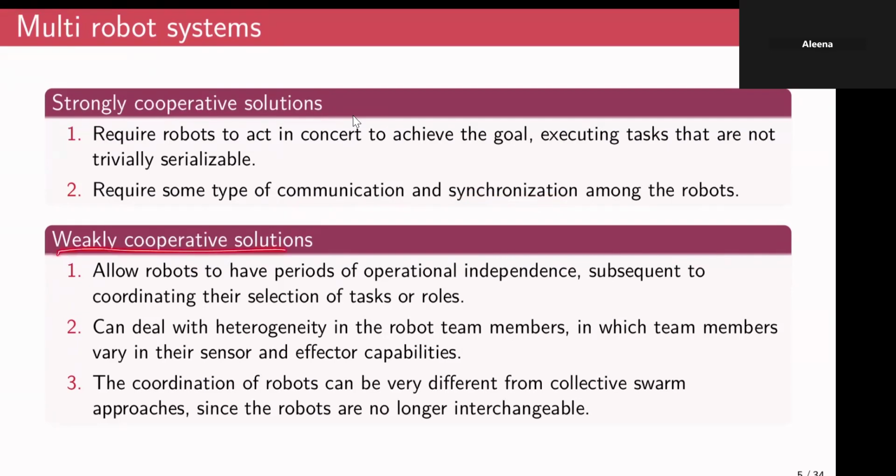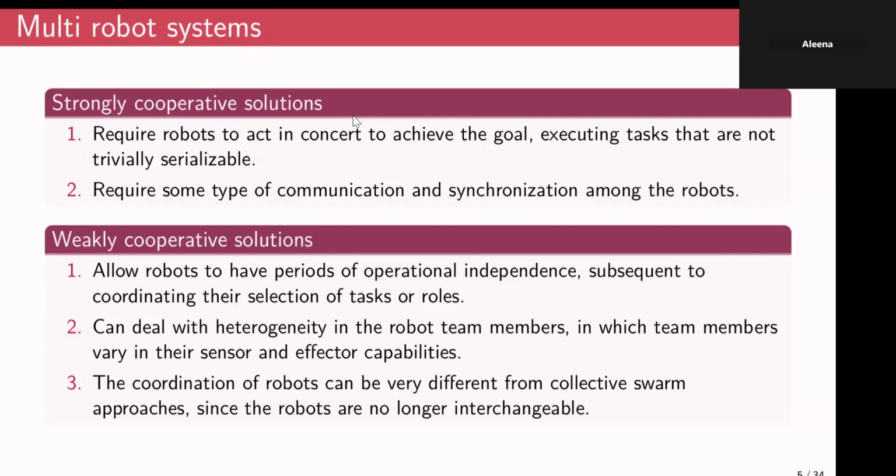Whereas weakly cooperative solutions allow the robots to have periods of operational independence subsequent to coordinating their selection of tasks or roles. So in weakly cooperative solutions, they may not be cooperating at each and every point of time. They only need to be cooperative when the situation arises. And for any other applications, they'll be doing their own designated tasks. In case a single robot cannot perform a specific task and may require the help of some other member, at that point of time they may have to cooperate. Apart from that, in most of the cases, the members will operate independently.